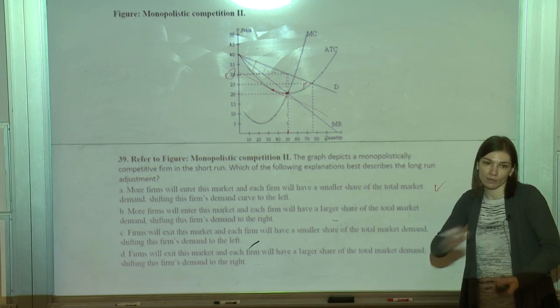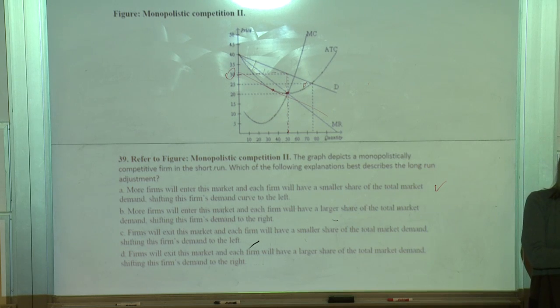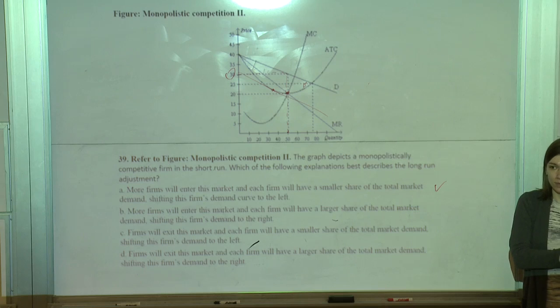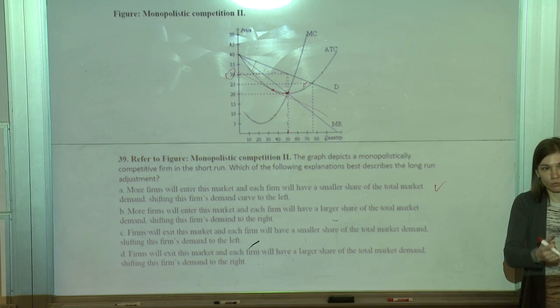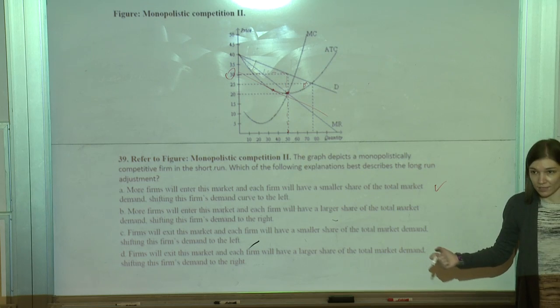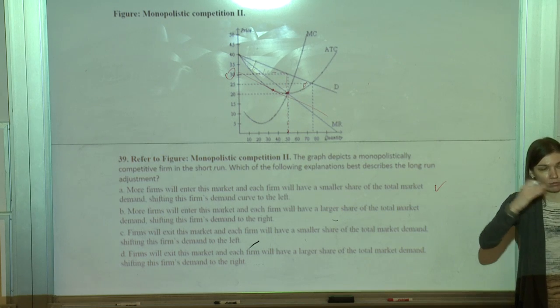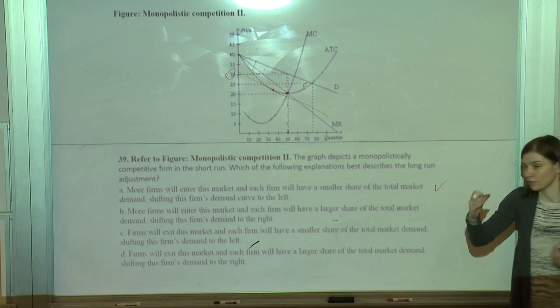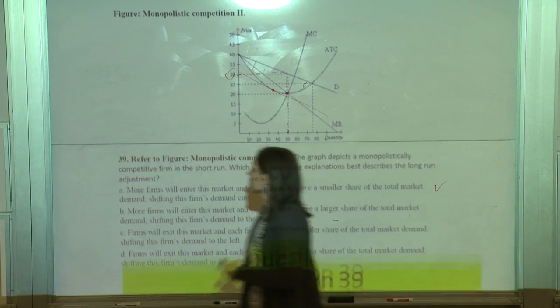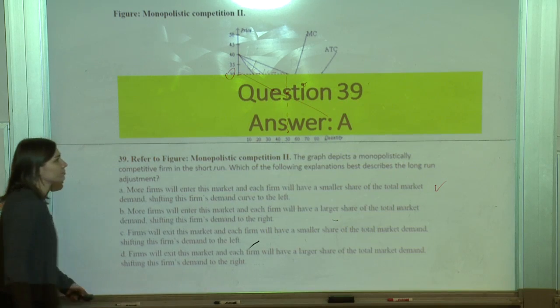The exit is going to happen if they were operating at a loss, right? Then in the long run, firms will exit the market, and each of the ones that remain is going to have higher demand, right? Okay, so this was A.